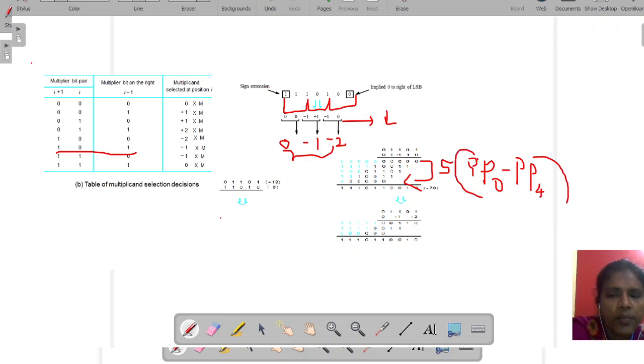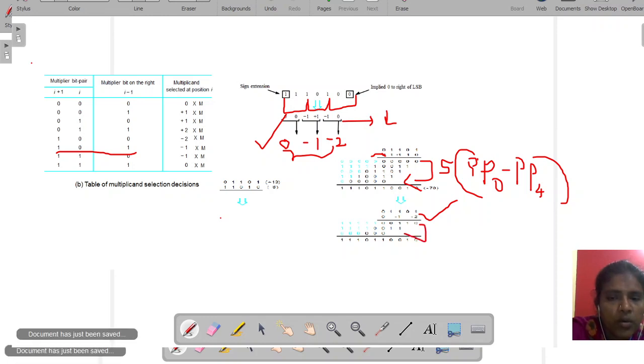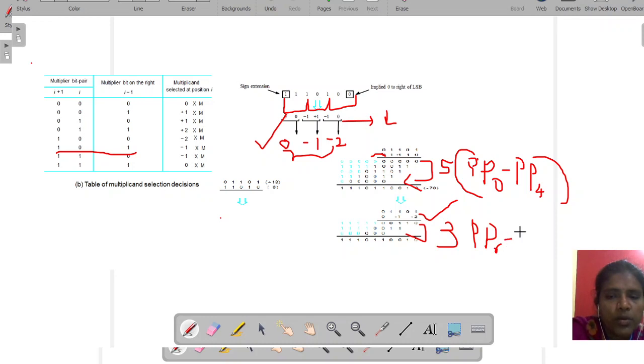Now see what has happened in the bit pair recoding multiplier. In order to make the multiplication faster, you are changing the multiplier. Instead of this, you are taking this. How did you get 0, minus 1, minus 2? You got this from here. Now, how many partial products are there? There are only three partial products, PP0 to PP2.